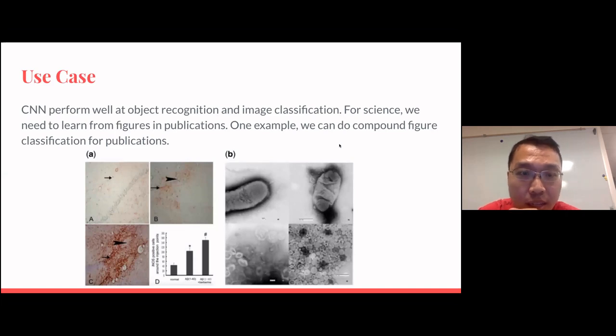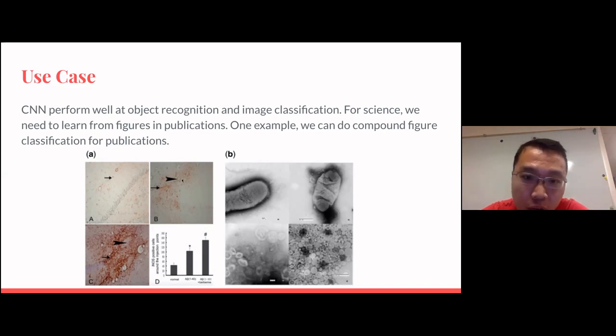We have seen that we have the tool, and we have seen how the network is designed. We might want to see if we can use it to solve our problem. Actually, convolutional networks perform well at object recognition and image classification. And this plot is one example we can consider.